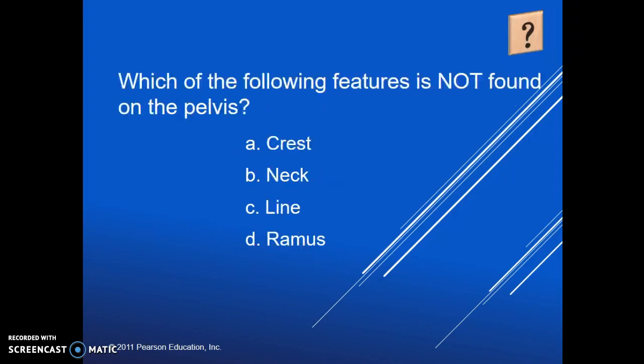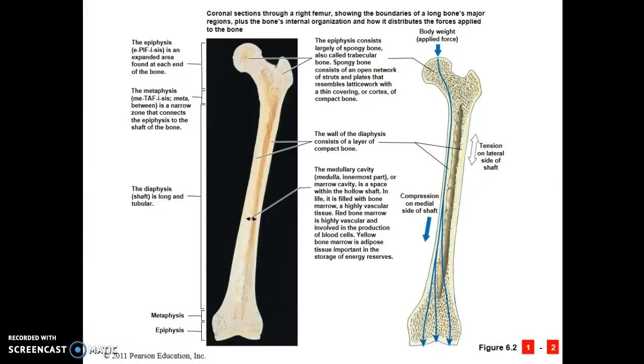Which of the following features is not found on the pelvis? Crest, neck, line, or ramus? Neck. Some more terms that you must learn.